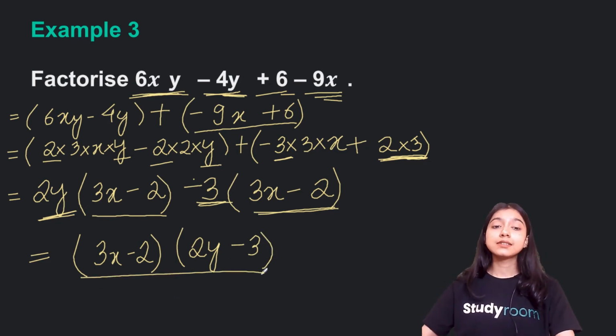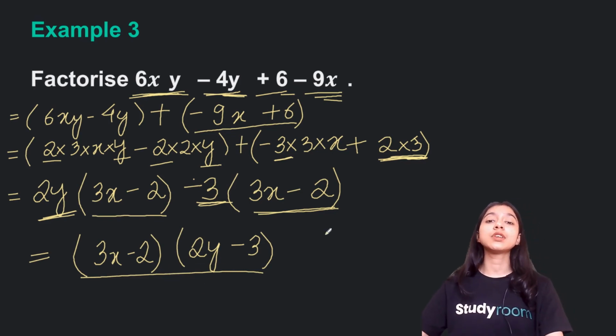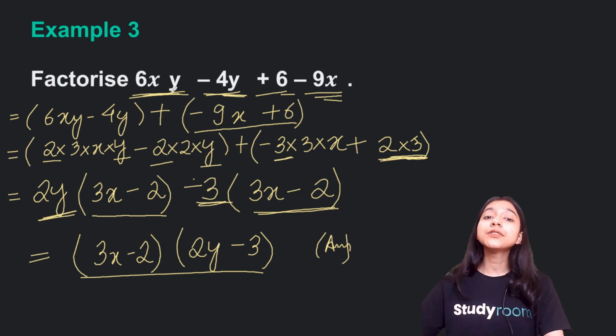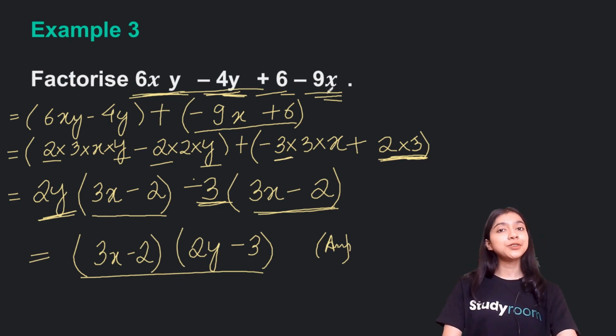Now this 3x minus 2 whole multiplied with 2y minus 3 is our final answer. And we can say that it is the factor form or the factorized form of the given algebraic expression. And the method that we used is the method of regrouping the terms.